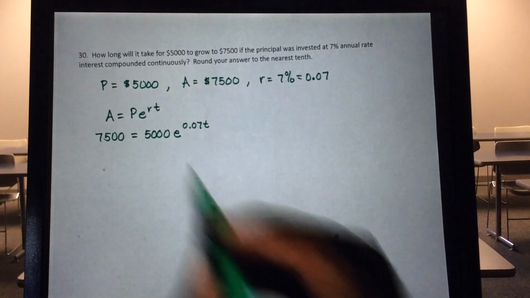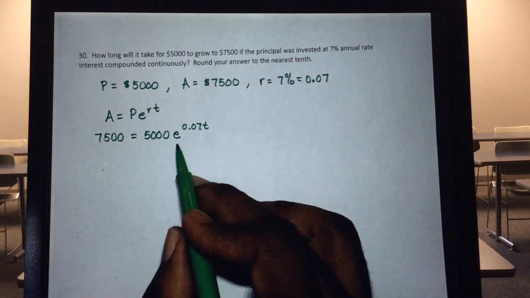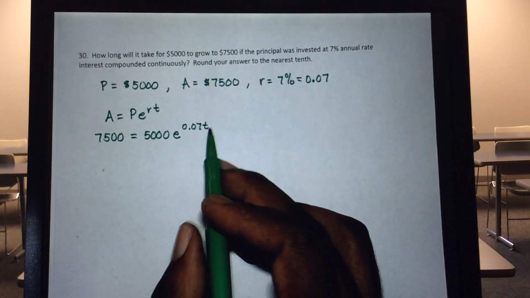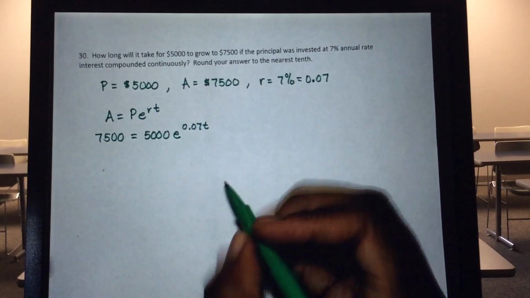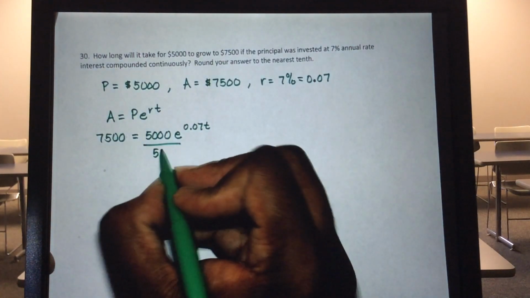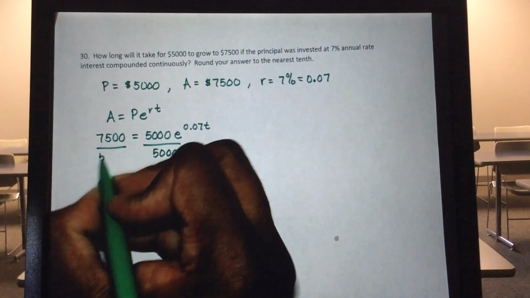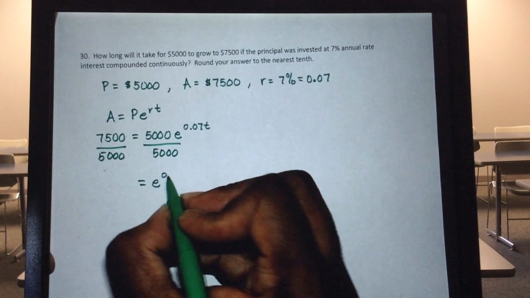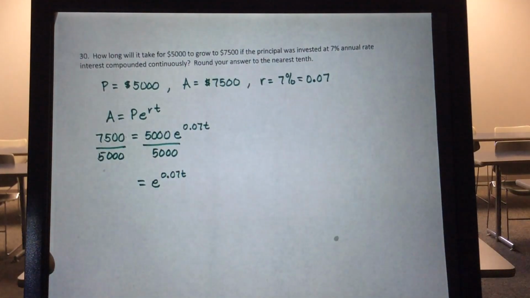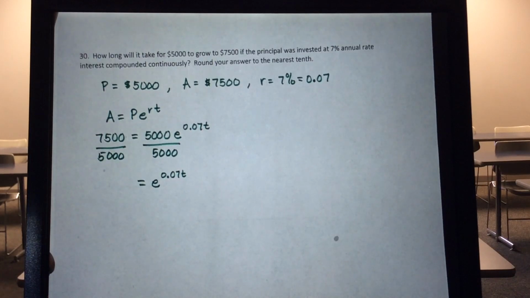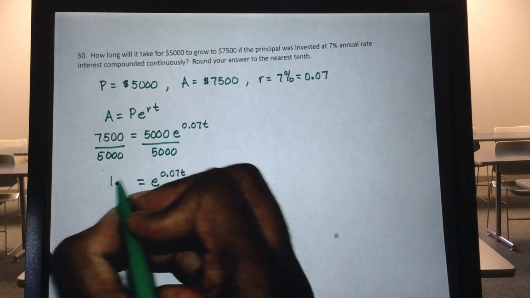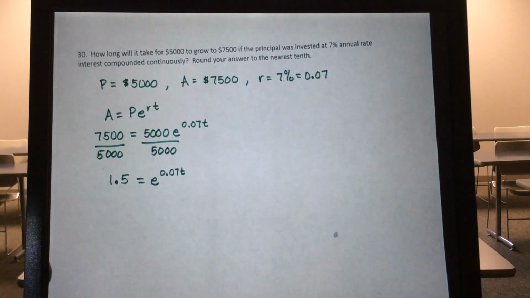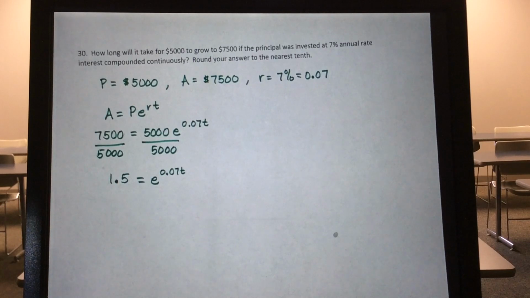Now we're going to get the exponential part by itself, that e to the 0.07t. It is being multiplied by the 5,000, so we first divide both sides by 5,000. So here I'm going to have the e to the 0.07t, and if I do 7,500 divided by 5,000, I get 1.5. So I have 1.5 is equal to e to the 0.07t.